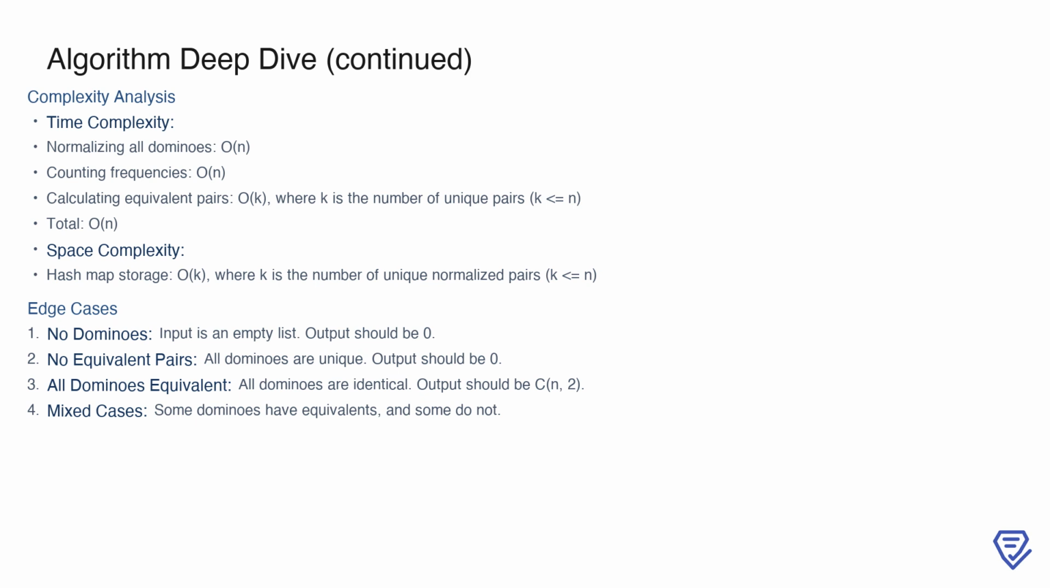For space complexity, the hash map used to store frequencies requires O(k) space, where k is the number of unique normalized pairs. Again, since k is at most n, the space complexity is O(n).